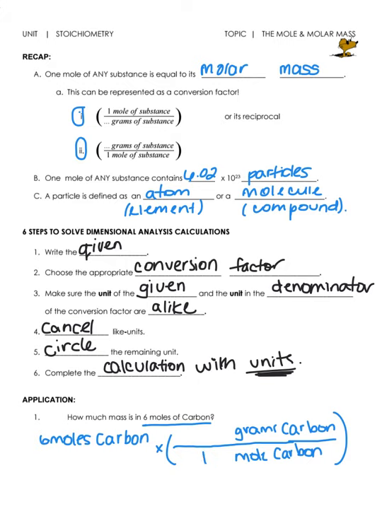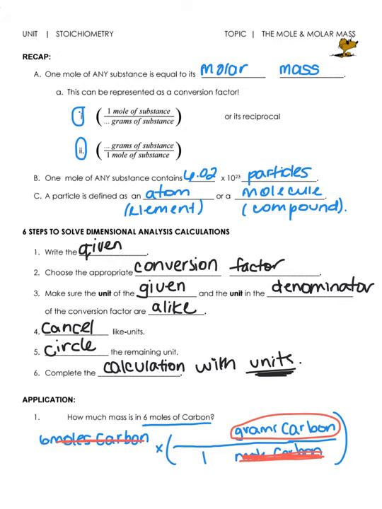And I chose this conversion factor because the denominator of the conversion factor has the same units as the units of the given, which is what step 3 is reminding you to do, to make sure the units of the given and the unit in the denominator are alike. And so step 4, cancel your like units. Step 5 is to circle my remaining unit. And then step 6 to complete the calculation with the appropriate units.